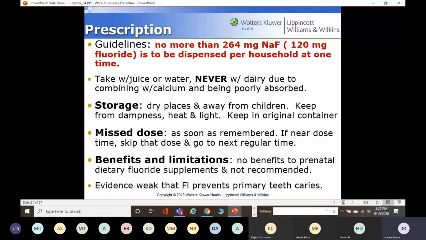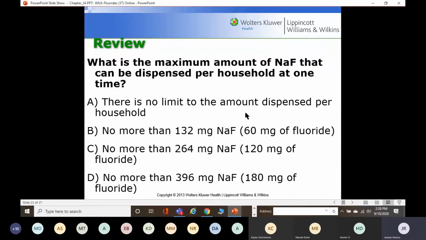If you missed a dose, you take one as soon as remembered, unless you're near the dose time, then skip that dose and go to the next regular time. Benefits and limitations. No benefits to prenatal dietary fluoride supplements, and it's not recommended. I think that's going to be a question on your quiz, actually. So evidence is weak that fluoride prevents primary teeth caries, and that's why.